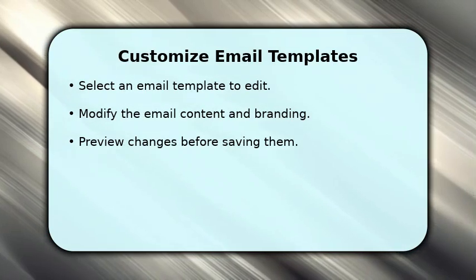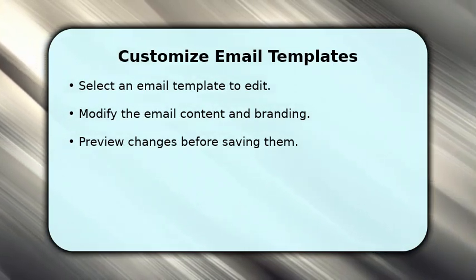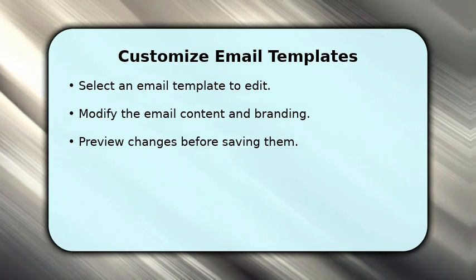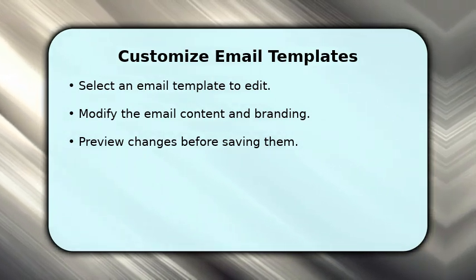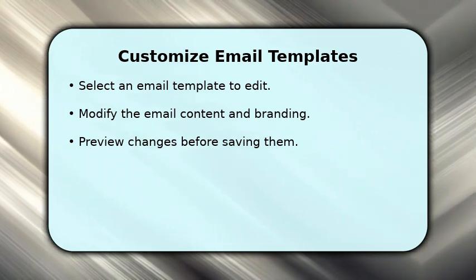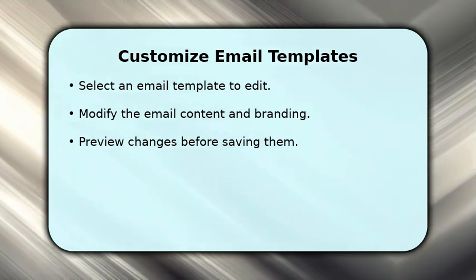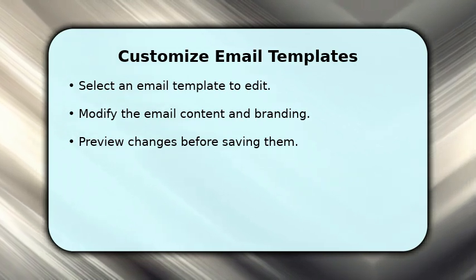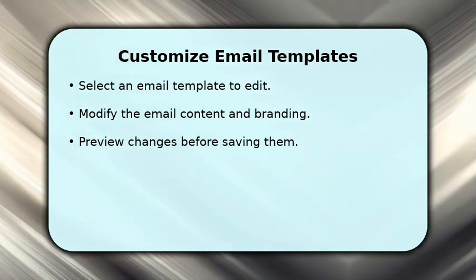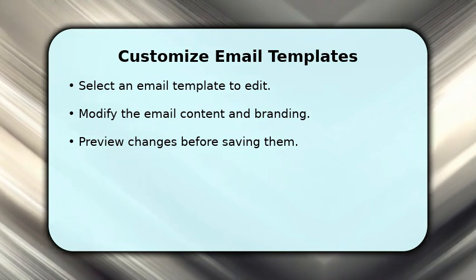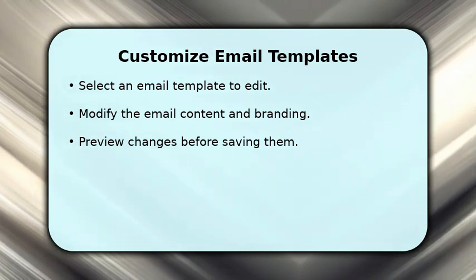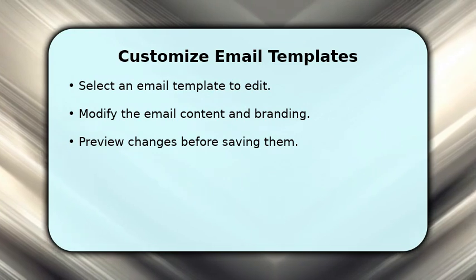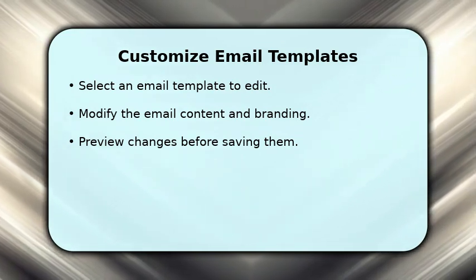Once in the Notifications section, you'll see a list of various email templates, such as order confirmations or shipping updates. Choose the specific email you wish to customize. You can then edit the text, add your store's logo, and adjust colors to match your brand. Remember to use the preview function to see how your changes will appear to customers before you save them. This ensures a consistent and professional look.